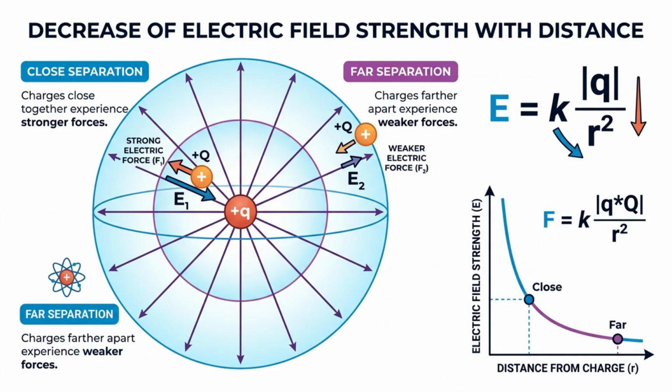Mathematically, the strength of the electric field decreases as distance from the source charge increases. Charges that are close together experience stronger forces, while charges that are farther apart experience weaker forces. This behavior explains why electric interactions can act over large distances yet become less significant with increasing separation.